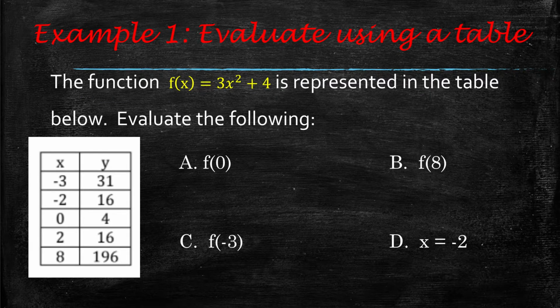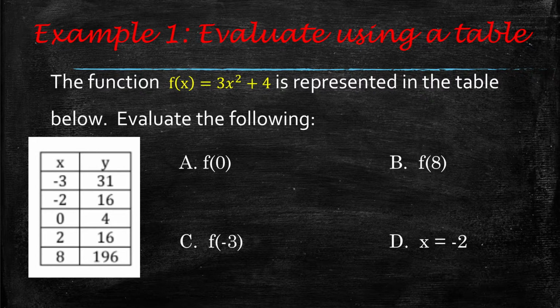So let's look at a few different types of examples. The first example we're going to look at is evaluating a function using a table. So we have this function, f of x equals 3x squared plus 4, and it's represented in the table below. And we are going to evaluate the following. So for the first one, they want us to find f of 0.